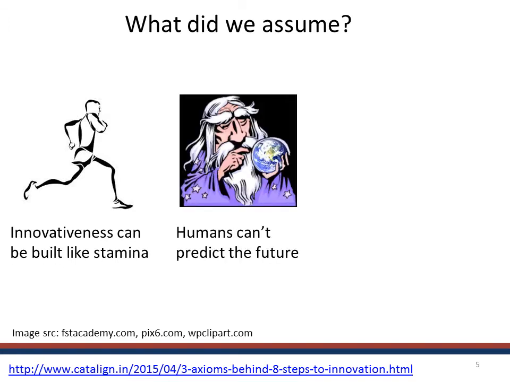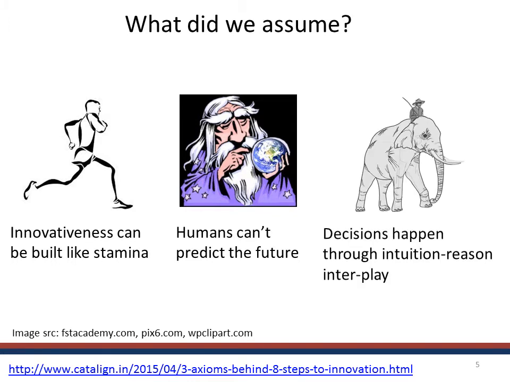The second assumption, humans can't predict the future, especially when you have a big idea and a big bet. You can't predict the success of the big bet. The third assumption, we are not rational all the time. The decisions happen as an interplay between intuition and reason. And this intuitive mode of thinking, which is the elephant mode of thinking, can be very emotional. And when it is very emotional, it can be irrational.